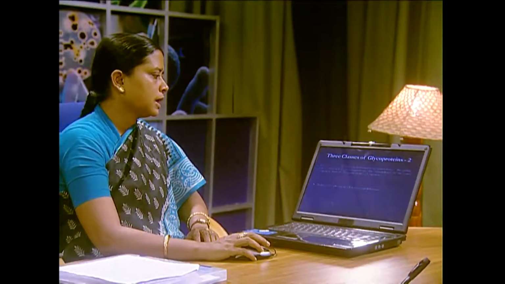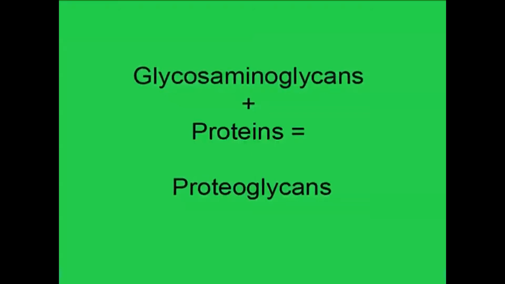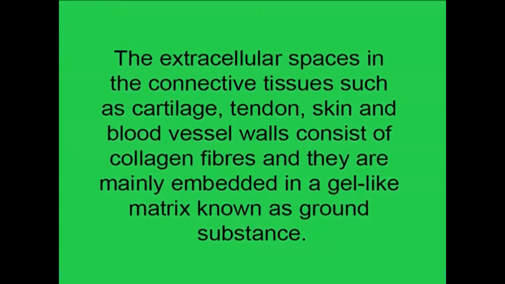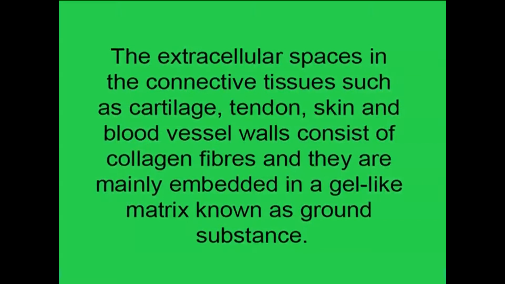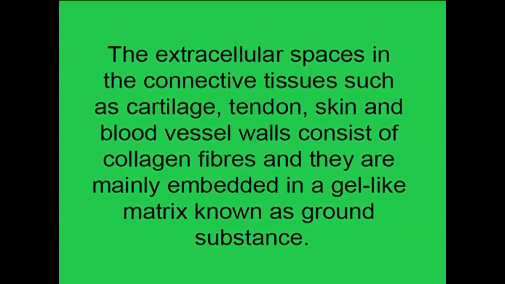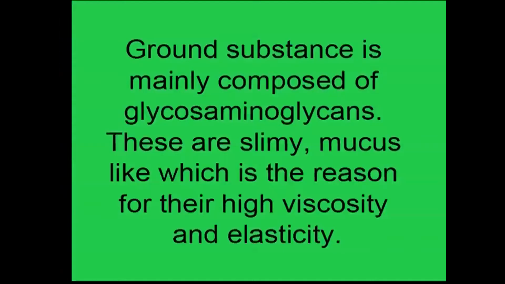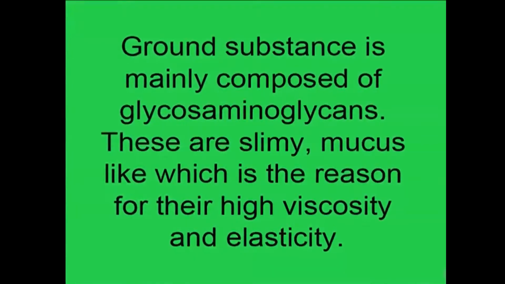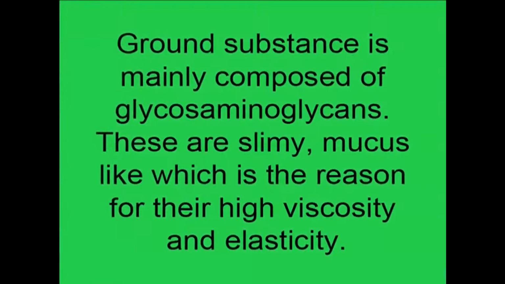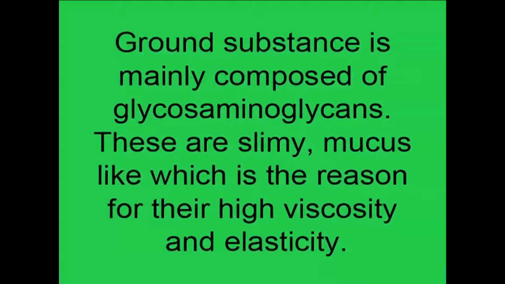These are a few examples already mentioned: the glycosaminoglycans, which when associated with proteins give the proteoglycans. The extracellular spaces in the connective tissues such as cartilage, tendon, skin and blood vessel walls consist of collagen fibers, mainly embedded in a gel-like matrix known as the ground substance. This is present everywhere in our body, and this ground substance is composed of the glycosaminoglycans. These are slimy, mucus-like, which is the reason for their high viscosity and elasticity.